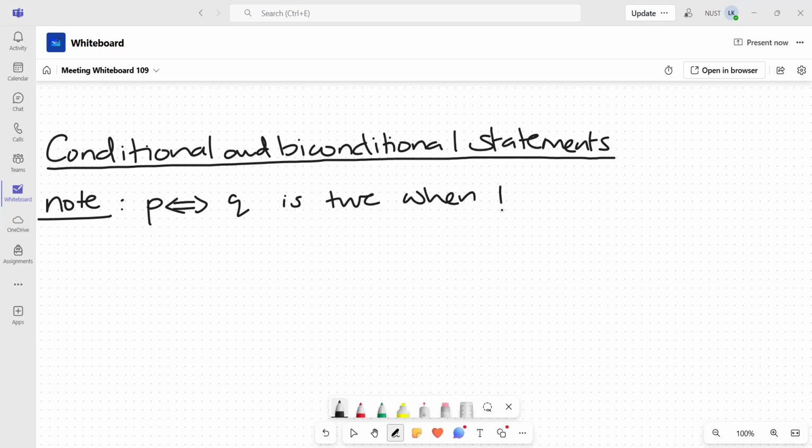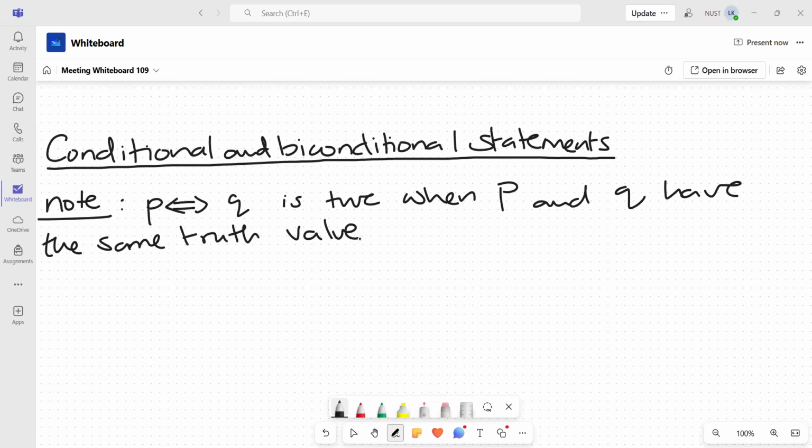when P and Q have the same truth value. Okay, so that means if they are both true, then the biconditional is true. If they're both false, then the biconditional is false. But if one of them is true and the other one is false, then that is a false for the biconditional.